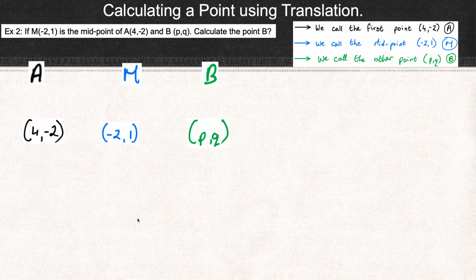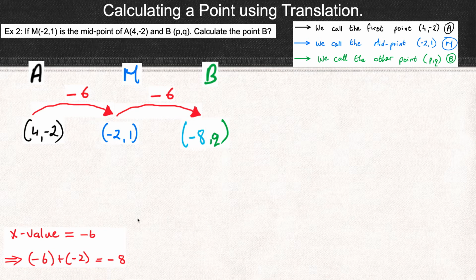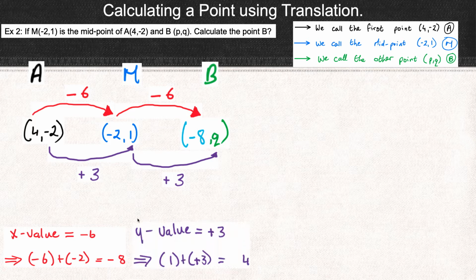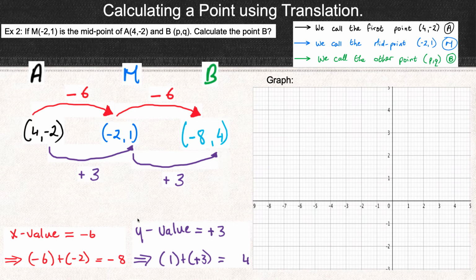Minus 6, isn't it? So, what am I going to jump from minus 2 over? Minus 6. What's minus 2 minus 6? Minus 8. Brilliant. What is the jump from minus 2 to 1? 3. So what's the jump from 1 over to Q going to be? 4. And that's your answer.